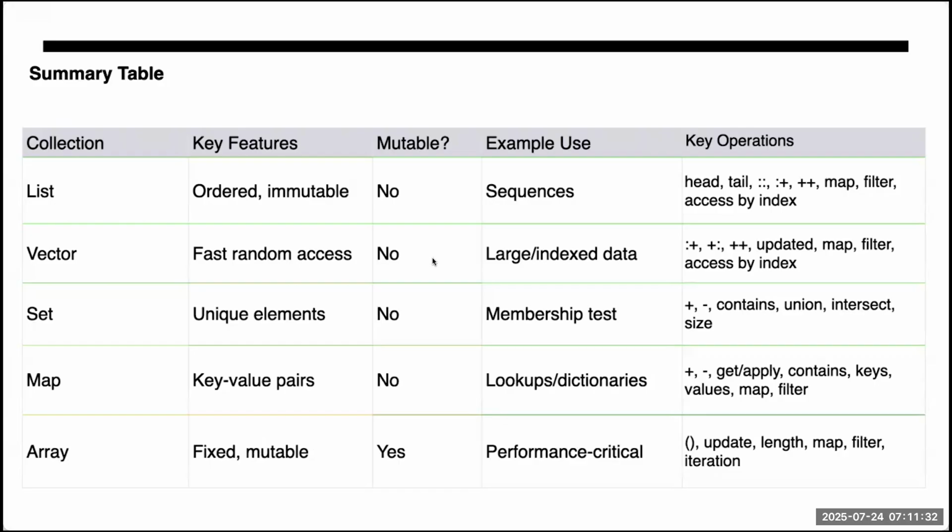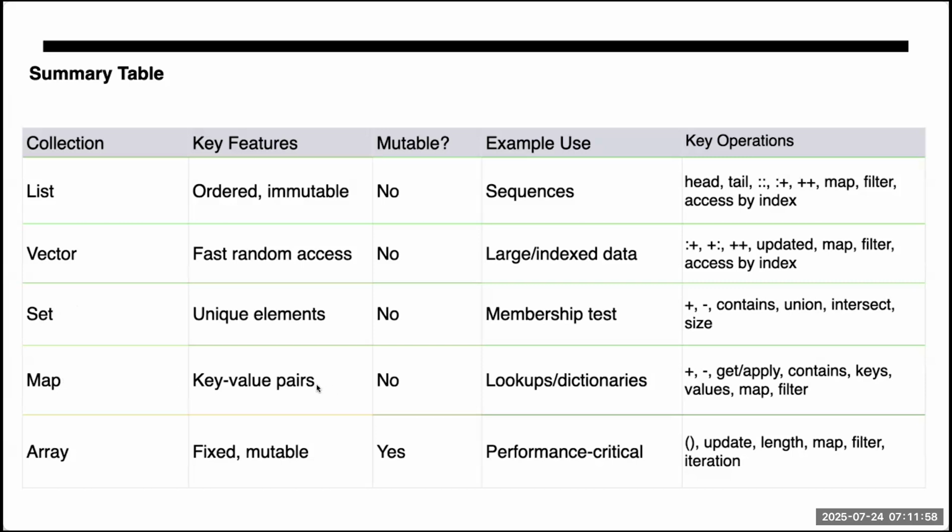But if you have to access the elements using the index like 0, 1, 2, 3, that time you will be using vector. Set you will be using when you want all unique elements in the set, and faster access. When you don't want any duplicates, that time you will be using the set.